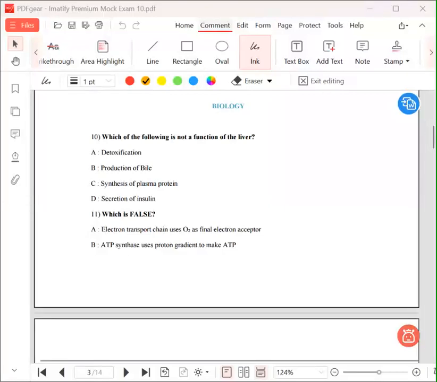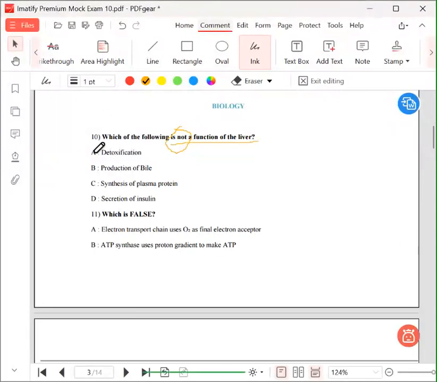So, let us start our discussion. The first question here on the screen states, which one of the following is not a function of liver? So, students, remember that the key point here is "not a function of liver." So, we have to eliminate all those options which are the function of liver.